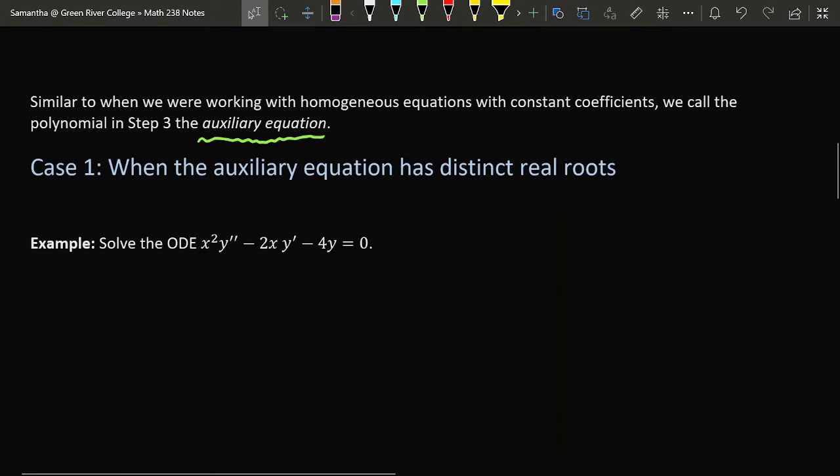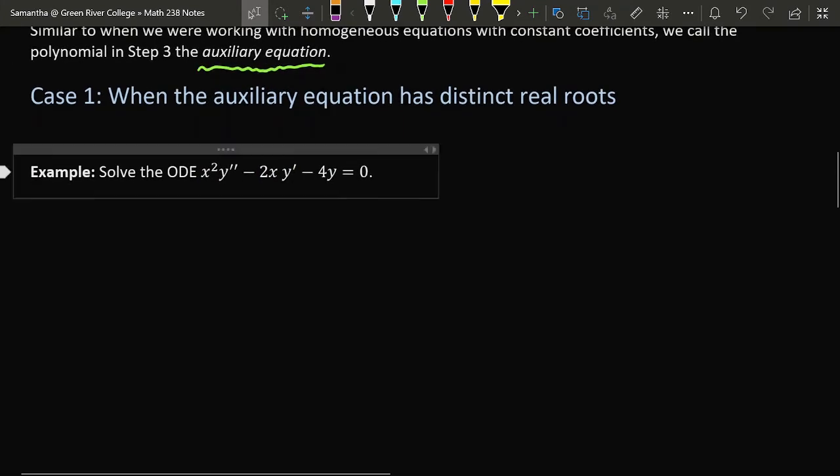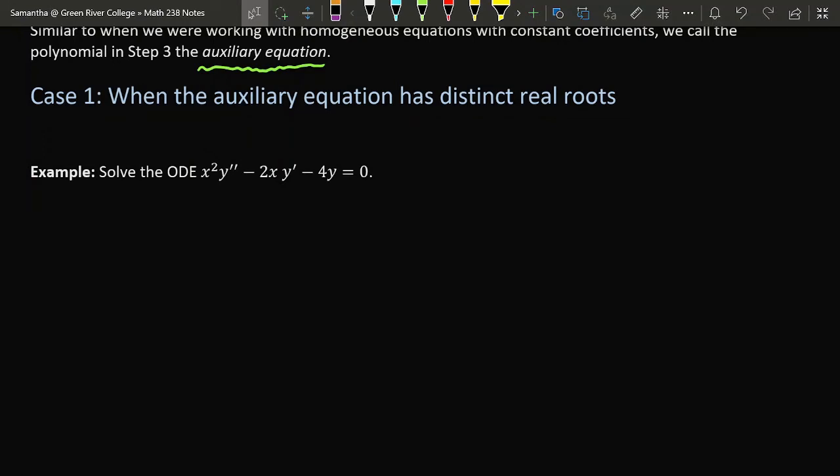Now we're going to break it down into 3 main cases, the same 3 cases that we considered yesterday and the day before: when the auxiliary equation has distinct real roots, when it has complex roots, and finally when it has repeated roots. Let's deal with the easiest case first, when the auxiliary equation has distinct real roots.